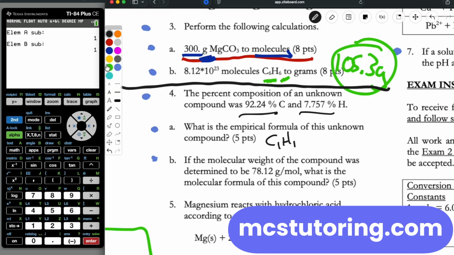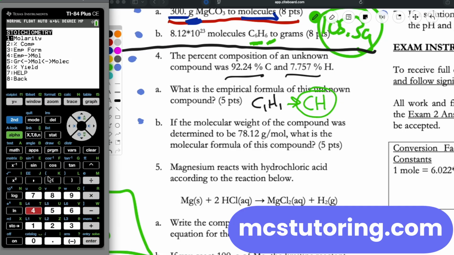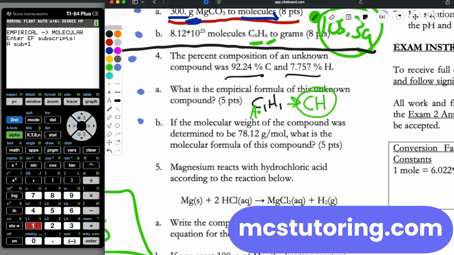Now, if you wrote that, most teachers would think you're a lunatic because we just don't put subscripts if they're 1. So we're just going to write that CH, okay? So just be cool with that. Now, we want to find the molecular formula. So I think we're going to go back. And then we want to go empirical to molecular. That's option 4 here. A subscript is 1 because that's a subscript of our A thing. This is kind of like our A and this is our B.